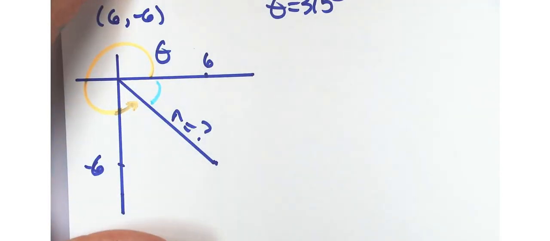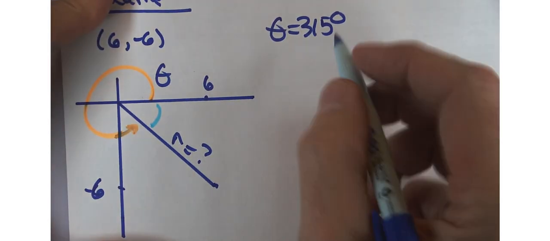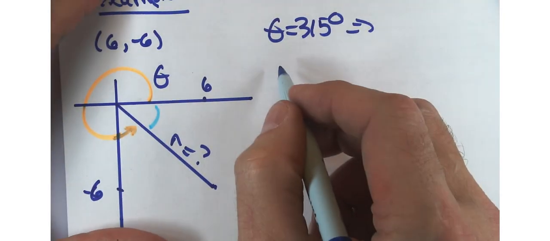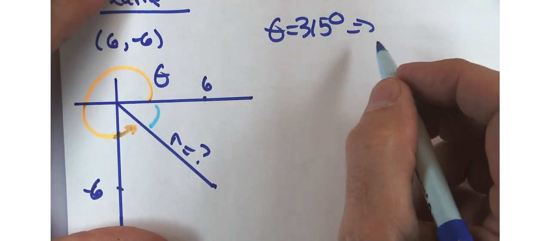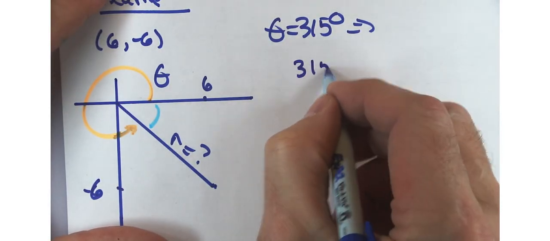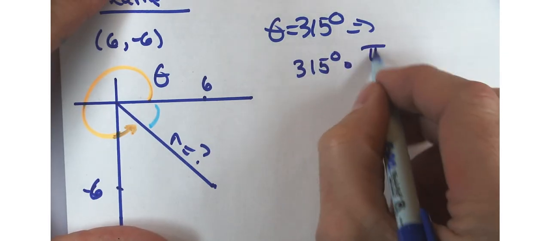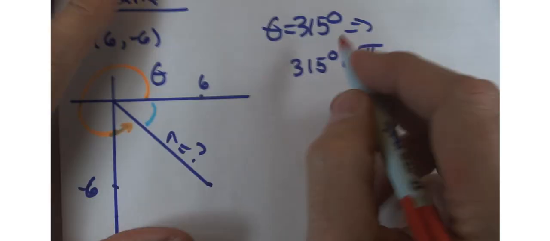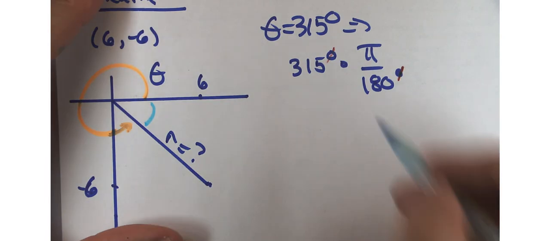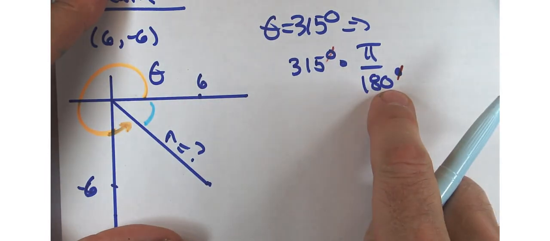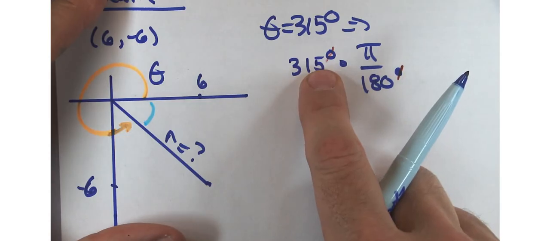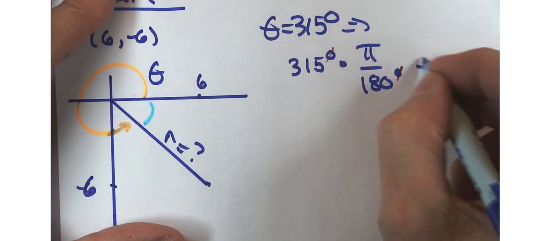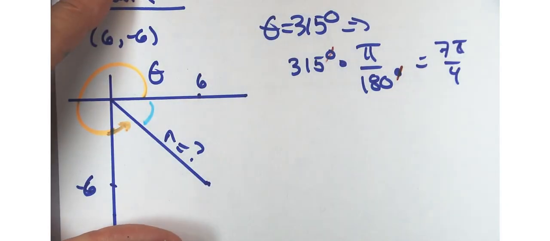That'd be an okay answer if this was a trig class. But because we're working in calculus, we've got to convert that to radians. If you're more comfortable working in degrees, that's fine, but eventually you've got to convert that to radians. So let me remind you, 315 degrees times pi over 180 degrees. And guess what? Units of degrees will cancel. 45 goes in here 4 times, and it goes in here 7 times. So I'll end up with 7 pi over 4 for my angle.